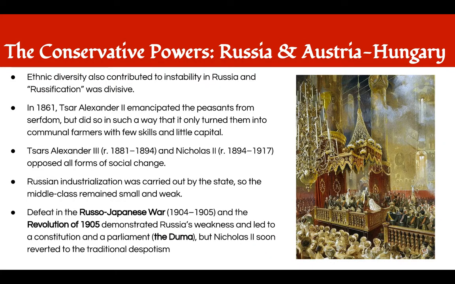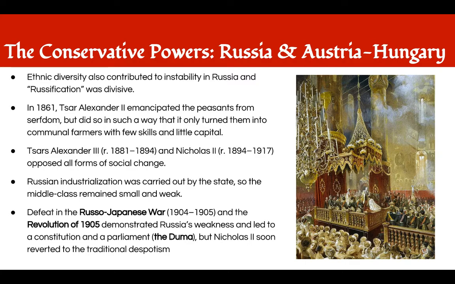In Russia, we see a lot of ethnic diversity as well, and that contributes to instability there. The idea of Russification, the process of assimilation in Russia for non-Russian speakers, is going to be fairly divisive. Attempts to impose the Russian language on this population really are not completely successful. In 1861, Tsar Alexander II emancipated the peasants from serfdom, but he does so in such a way that he only really turns them into communal farmers. They have very few skills and very little capital. Following him, Tsars Alexander III and Nicholas II opposed all forms of social change in Russia.